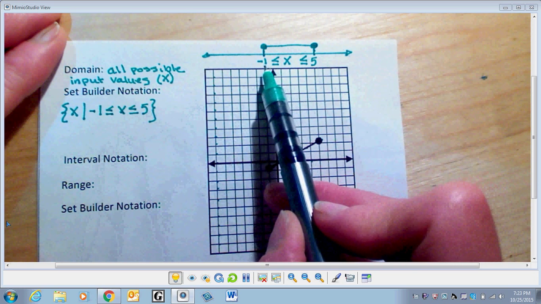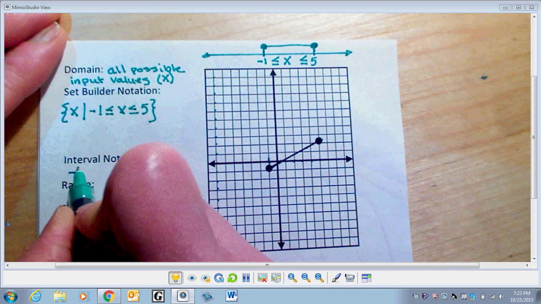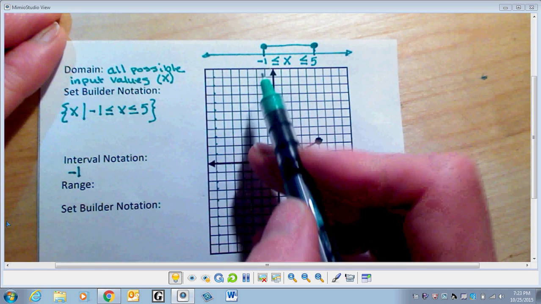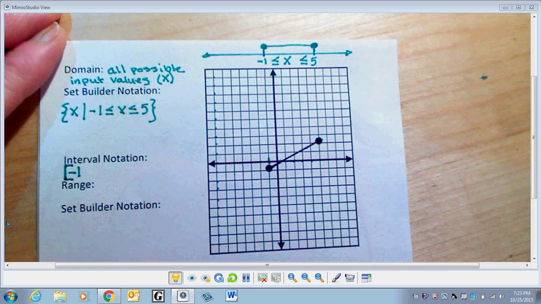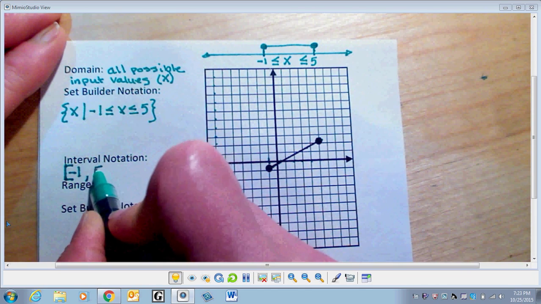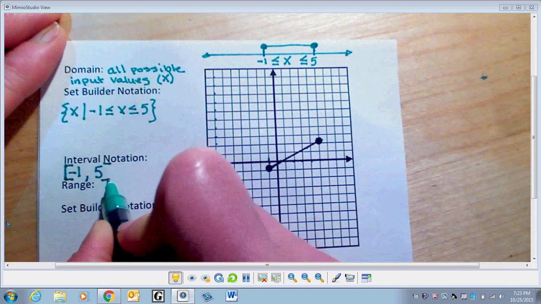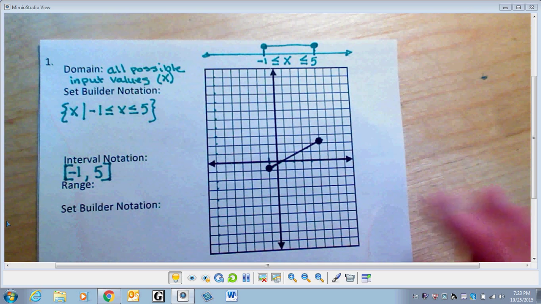Where am I starting? My lowest value is at -1. It includes -1, so remember I'm going to do that equal-like thing that's being held up. And I go all the way to 5, and it can equal 5. So that's my interval notation. So now we've done domain, let's look at range.